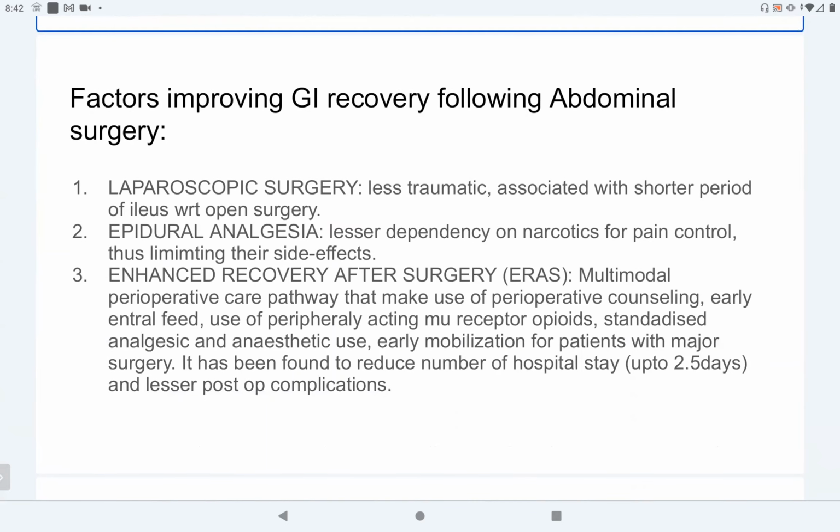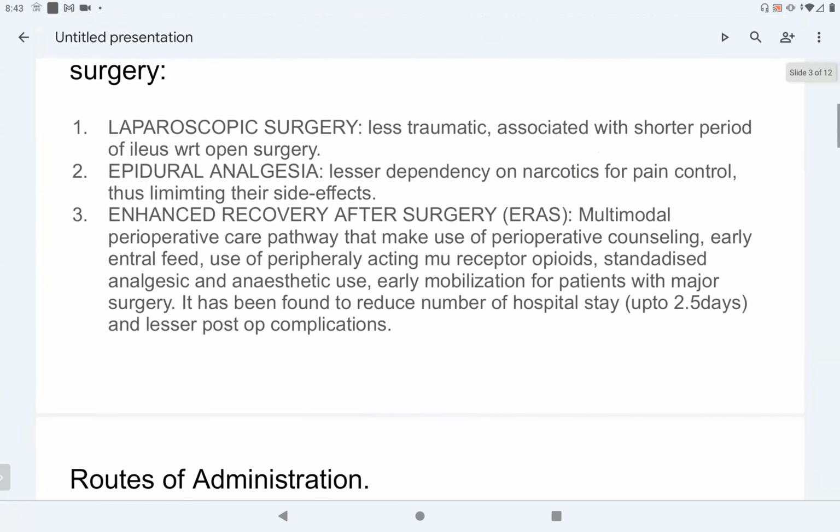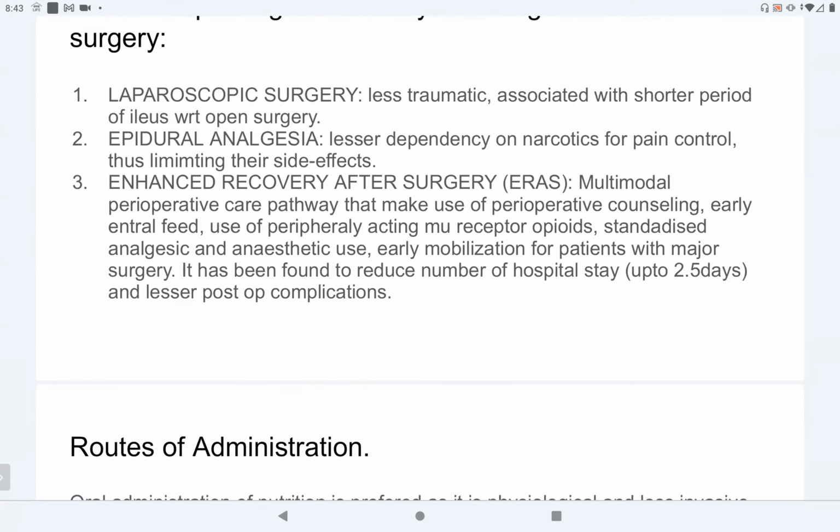Factors improving GI recovery following abdominal surgeries include laparoscopic surgeries. In laparoscopic surgeries, the bowel handling is less, so it is less traumatic, and it is associated with a short period of ileus with respect to open surgeries. Epidural analgesia causes less dependency on narcotics for pain control, thus limiting their side effects.